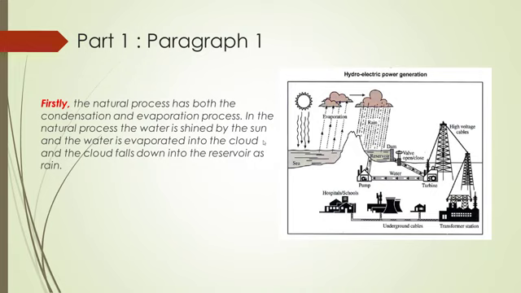So what I have already told, you can write simply. But if you want to write perfectly with good English, you can write, which you can see in the slide, like: firstly, the natural process has both the condensation and evaporation process. In the natural process, the water is heated by the sun and the water is evaporated into the cloud and the cloud falls down into the reservoir as rain. So this is the first stage.